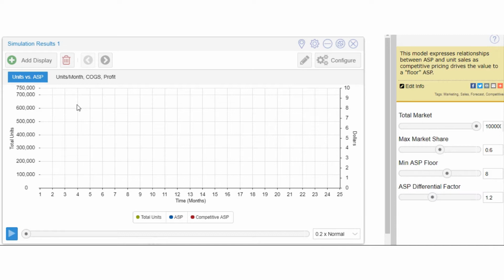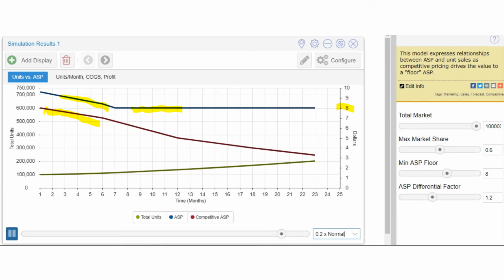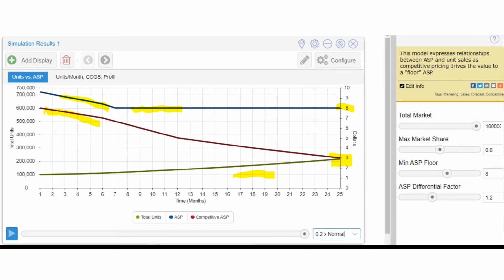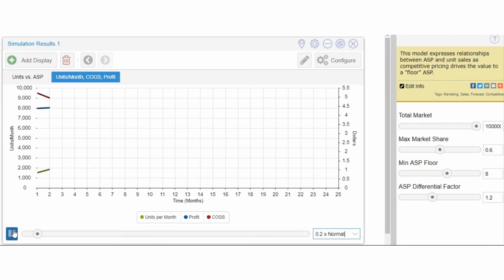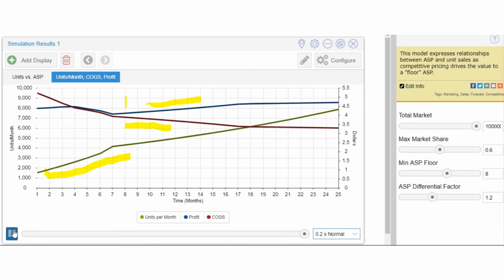So running the model now, we can see that as the competition drops their price, we too drop our price down to the floor that we had set, which is $8. And as a consequence of that, our sales are growing up to about 250,000 units over a 2-year period. And looking at the cost of goods and profit, we can see that as the monthly units are going up, the cost of goods are coming down due to economy of scale, and the increase in profits because of that economy of scale.